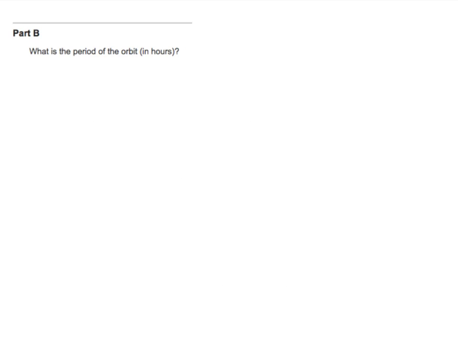Here it says what is the period of orbit. Remember that 2 pi r is the distance it would go. The amount of time it would take would be the period, and that would be velocity. Distance over time is velocity, because it's going to move at a constant velocity when it's in a circular orbit. So rearranging this, the period will be 2 pi r over v.